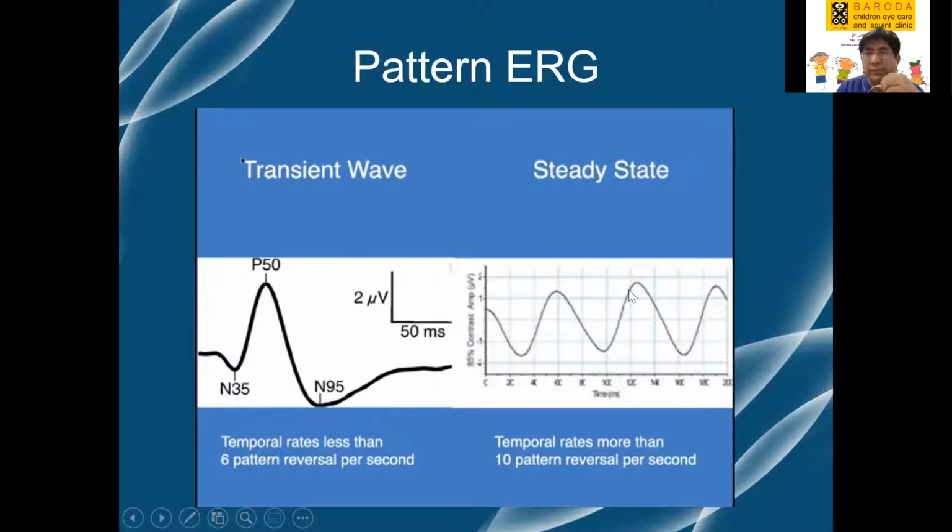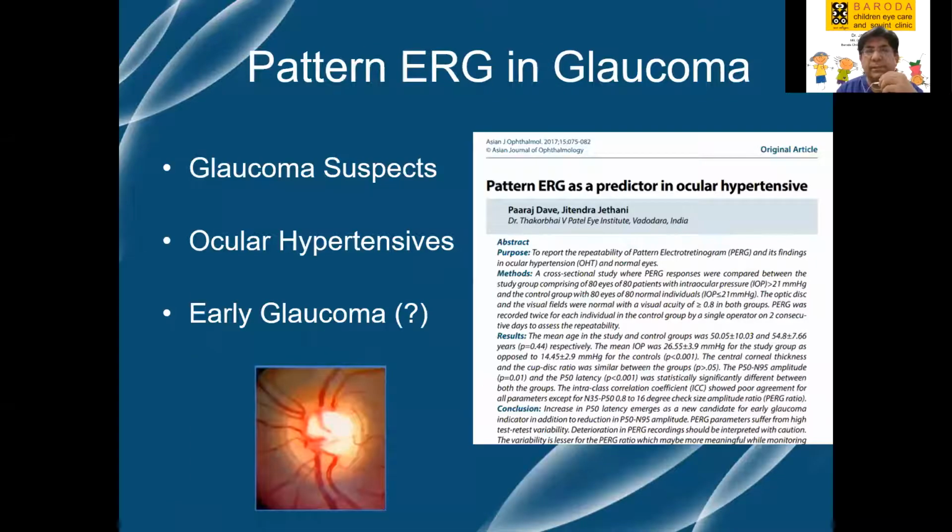Whereas what has been done here is a steady state with a higher pattern reversal rate per second, and this basically is a single waveform which is an average of multiple waveforms which have been taken. So this was the paper I was talking about, which we published in 2017.